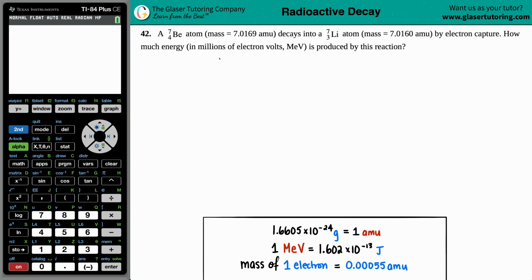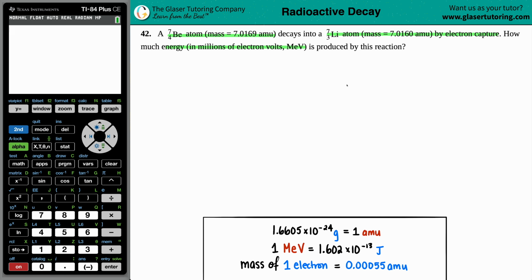Number 42. A beryllium-7 atom, which has a mass of 7.0169 AMUs, decays into a lithium-7 atom, which has a mass of 7.0160 AMUs by electron capture. How much energy in millions of electron volts, which is capital MeV, is produced by this reaction? Okay. All right, so it seems like they're giving us information for a balanced equation.